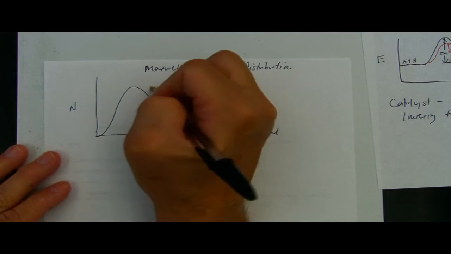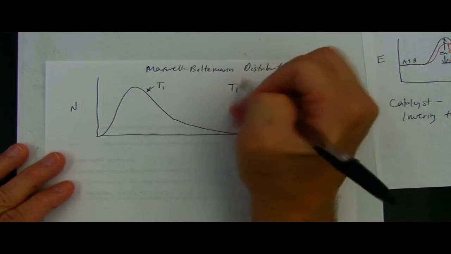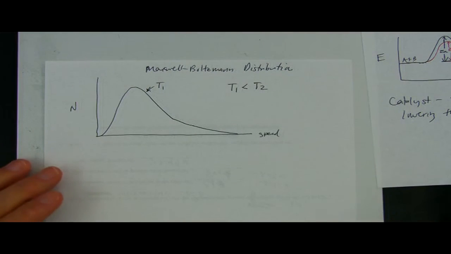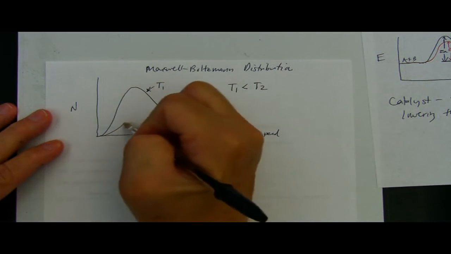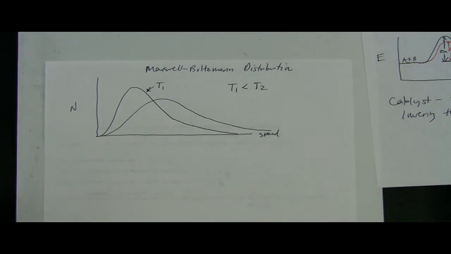If this is T1 and T1 is less than T2, what will T2 look like? Right, as I raise the temperature, what happens to this distribution? Yeah, it goes like this. The speeds go higher. Okay.